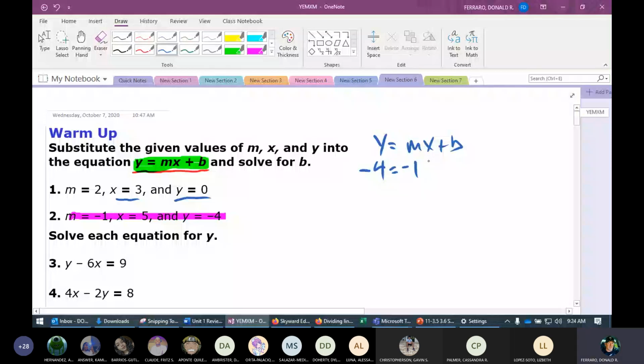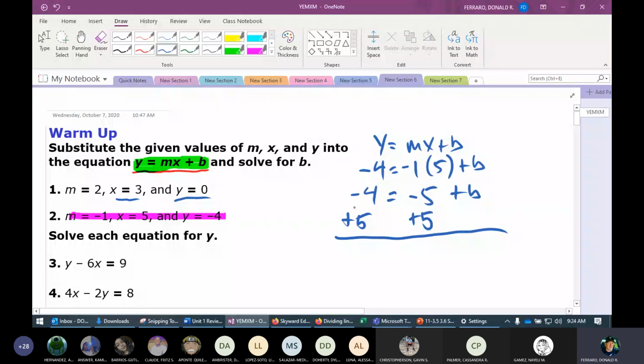-1 times 5 plus b. So now I'm going to solve for b. Go ahead and walk me through that. So you simplify the -1 and 5 to -5. -5, good. And then you do +5 on both sides. Plus b, and then I add 5 to both sides.